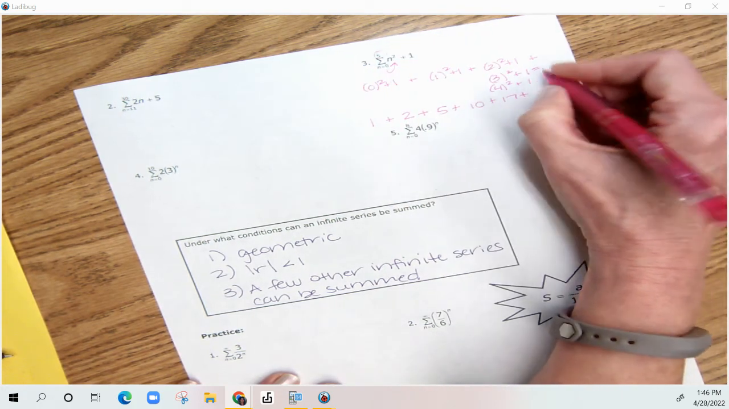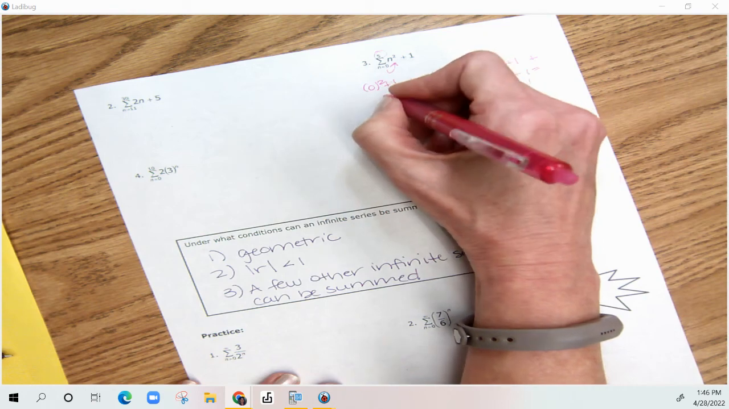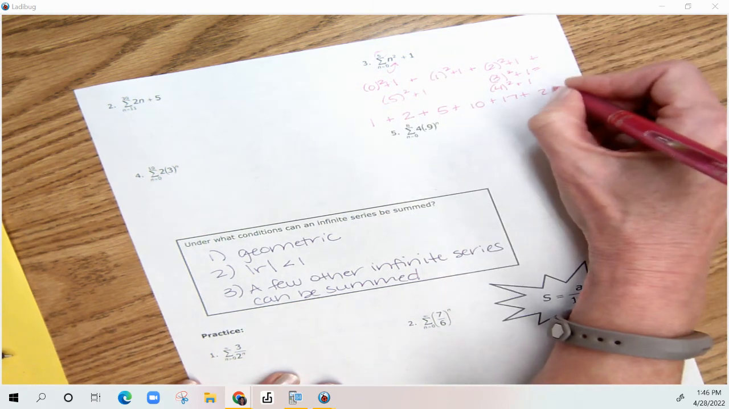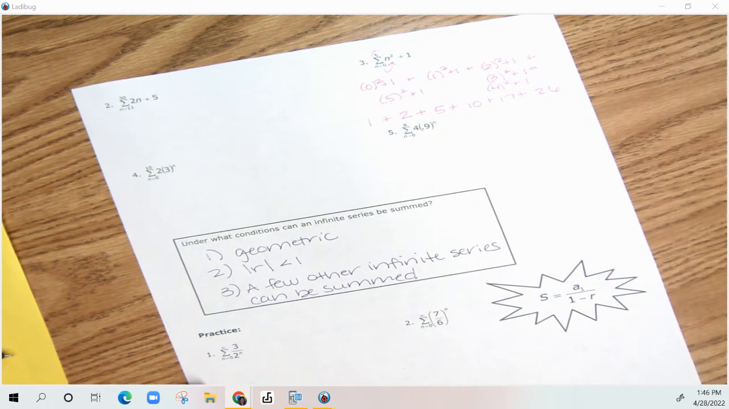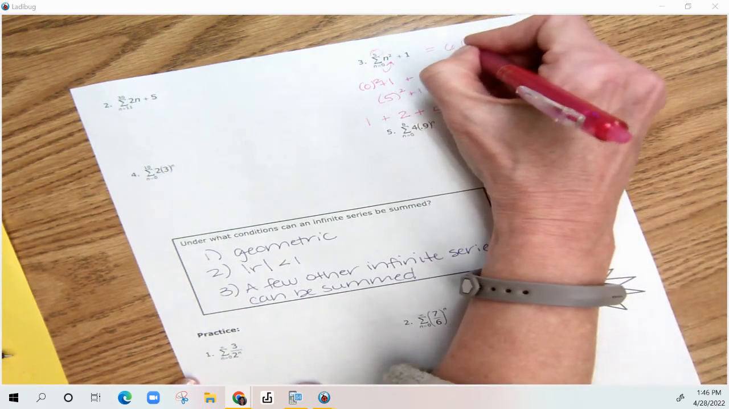So the last thing I'm going to plug in is 5. So 5 squared plus 1 is 26. Then I can just add all those numbers together and get 61.